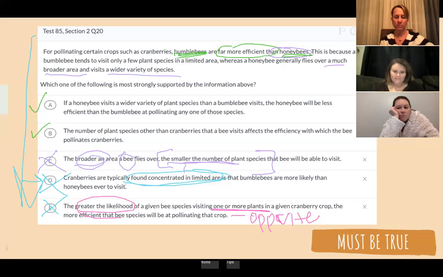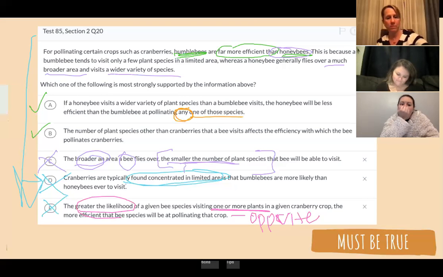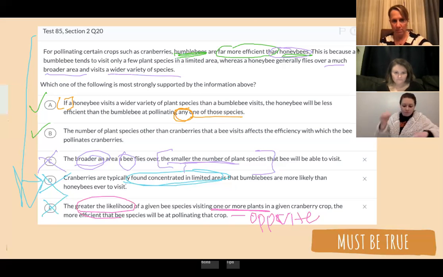Hey, can you hear me? Yeah. Sorry. So I thought A was kind of strong. It said any one of those species. So that's one of the reasons. And also the if. It doesn't say if the honeybees visit a wider variety of plants. I thought the if didn't appear in the stimulus, so that's why I eliminated it.